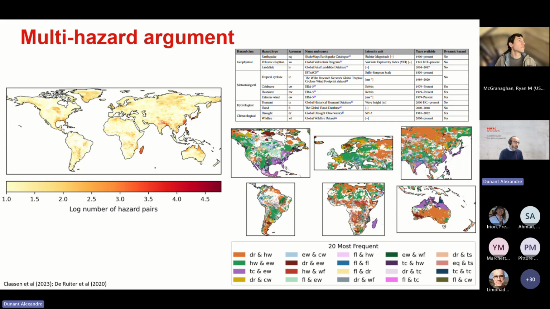Another more concrete argument was made in 2023, I think by the team in Amsterdam, who looked at all the global databases that we have and tried to merge temporally and spatially the impacts that were observed all around the world. And what you can see is that a big part of the world is subject to multiple hazards of different types and different magnitudes. It means that it's at least something that should be considered by research, and most areas of the world are actually subject to this.